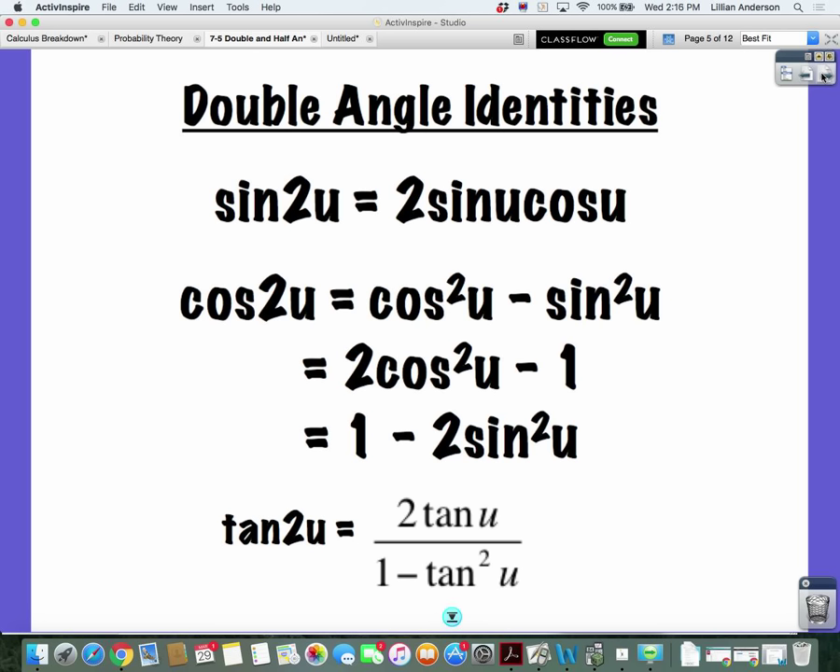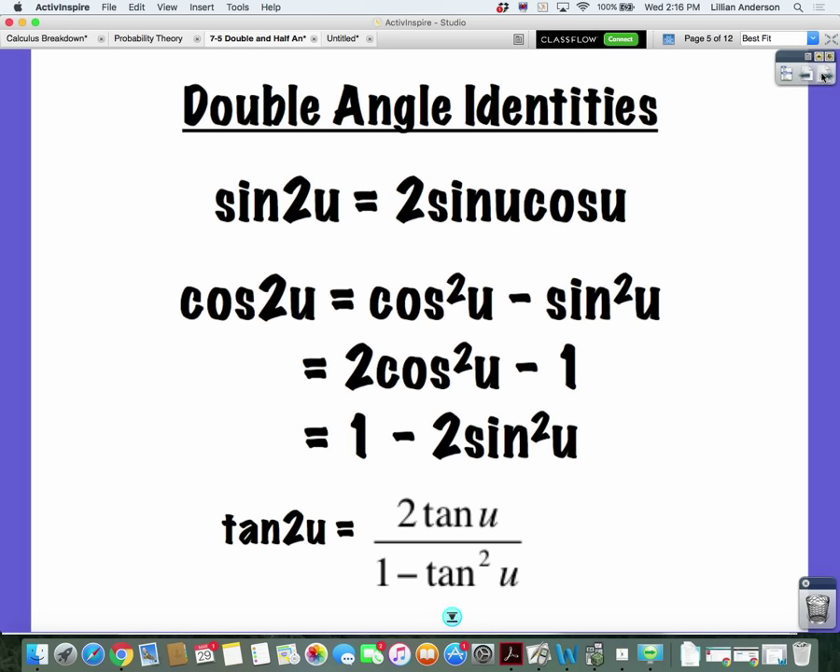This 2 is not a square. This 2 is like a normal full-size 2 that's on the same line as cosine and u. It's not squared. It's a normal 2. So whenever you see sine 2x, or sine 2u, or sine 2 alpha, or sine 2 beta, or sine 2 theta, or any other variable, that means you're using this identity. You're going to replace sine of 2u with 2 sine u cosine u.